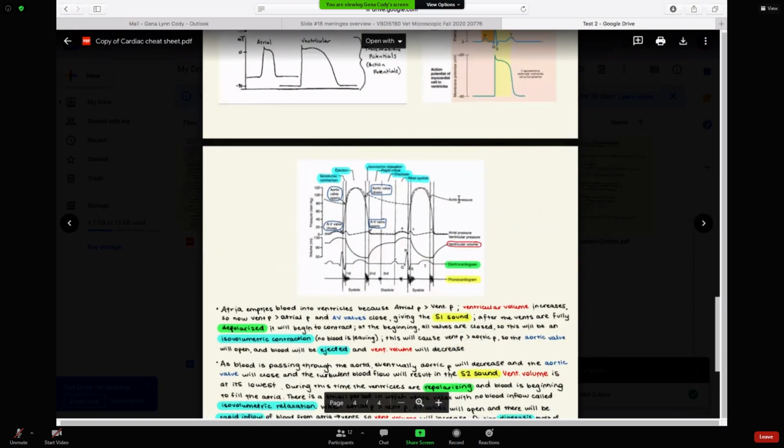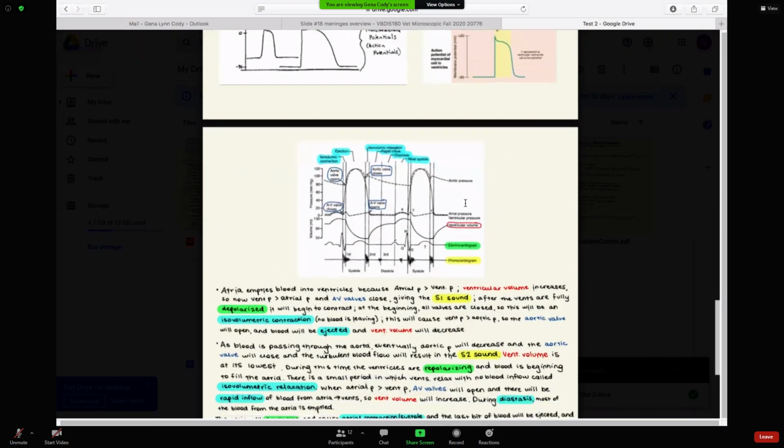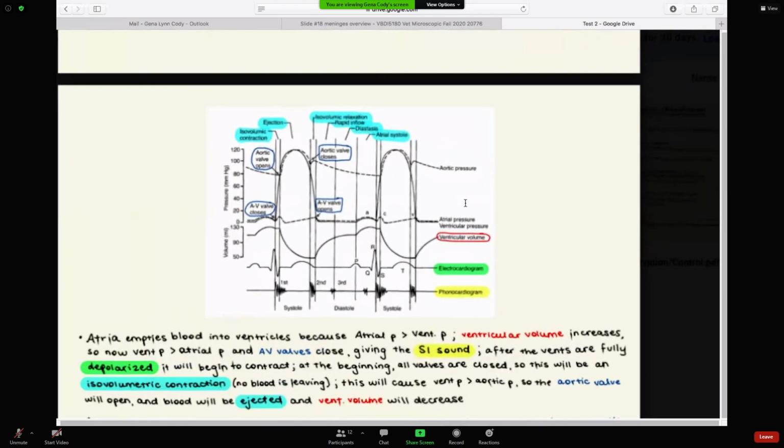Cool. So this was the big scary thing that he posted, and everyone just kind of looked at it like, what the crap is that? It's not terrible, I promise. We just learned what the EKG refers to, right? So we know that the P wave is atrial depolarization, the QRS complex is ventricle depolarization, and the T wave is ventricle repolarization.